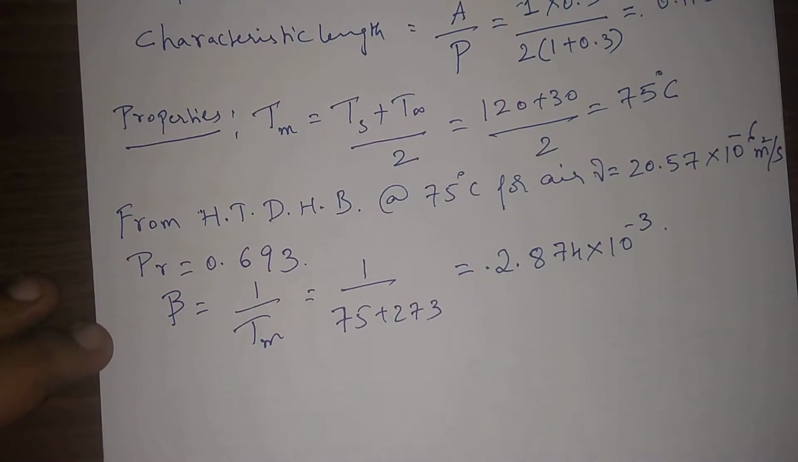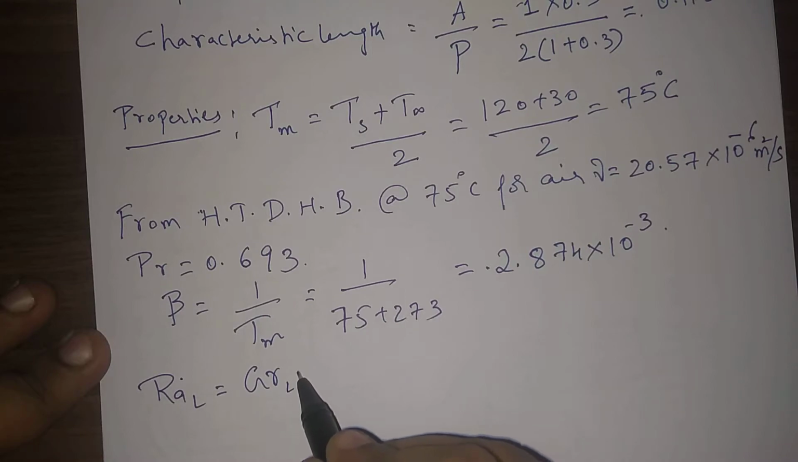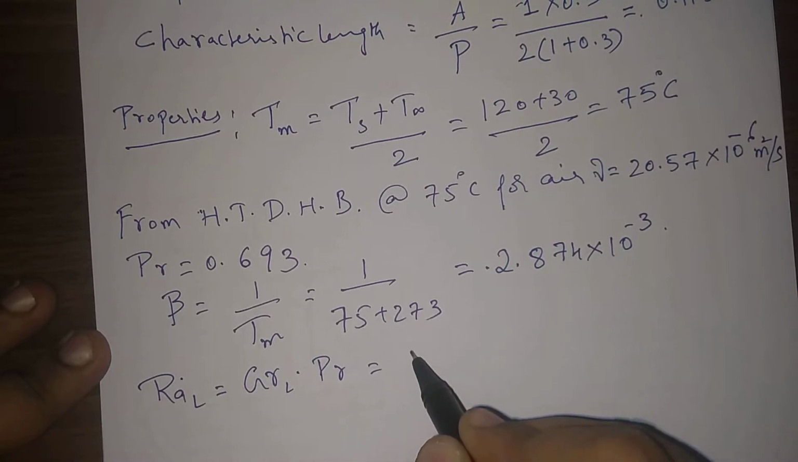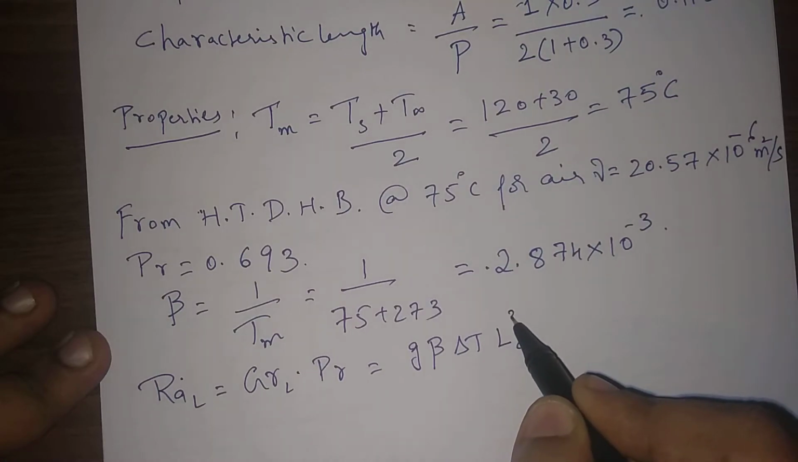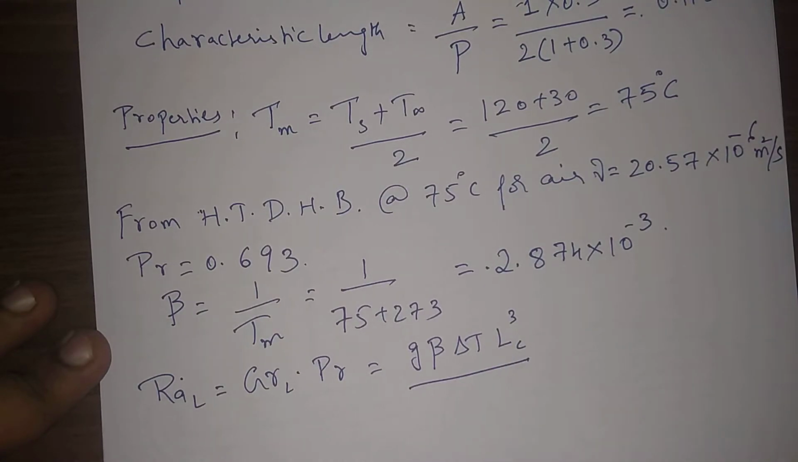Now, what is our next case? Our next case is to find out what is called Rayleigh number. So directly we can calculate Rayleigh number. That is nothing but GR into PR, which is G beta delta T, characteristic length L cube divided by nu square, into Prandtl number. So let us try to substitute all these things.